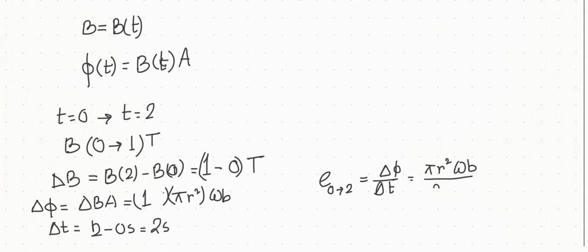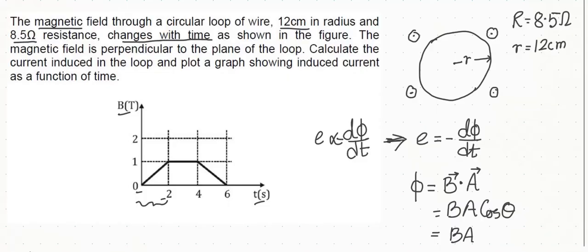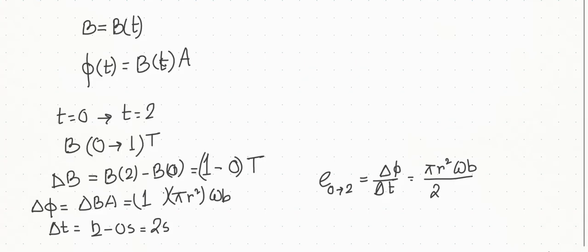So pi r square Weber divided by 2. Now we can obviously put the value of the r. What is the value of the r? It is given there. It is 12 centimeter. So you can put the value pi times 0.12 meter, 12 centimeter, divided by 2. Here it is in second. So Weber per second, that is in volt. Okay, I hope you understood.